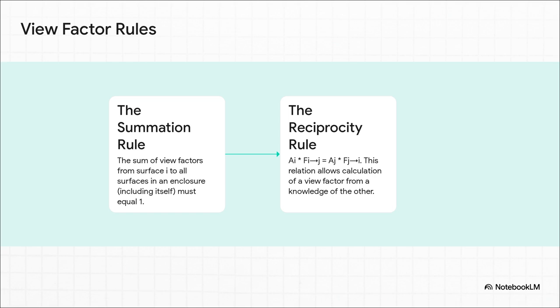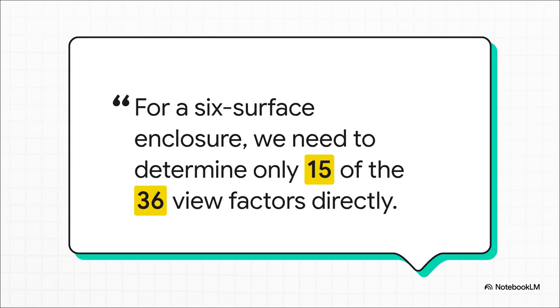The second one is the reciprocity rule. This one is just an elegant little equation that connects two view factors. It often lets you find a really difficult one by just calculating an easier one first. And just how powerful are these shortcuts?